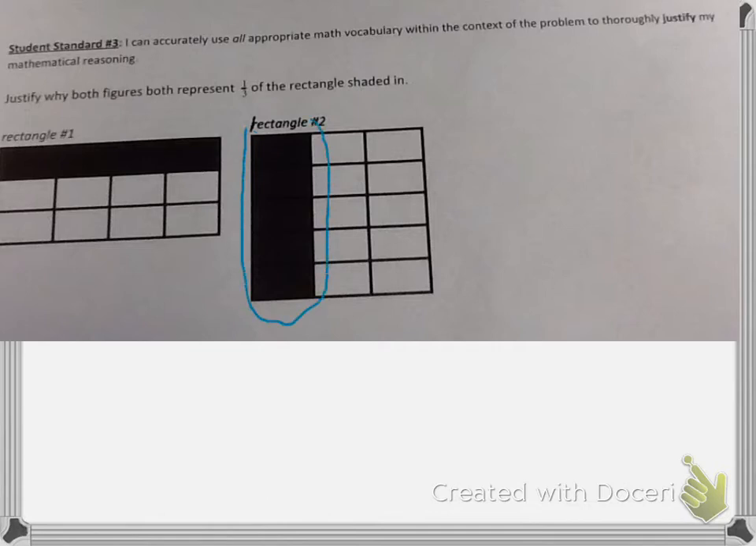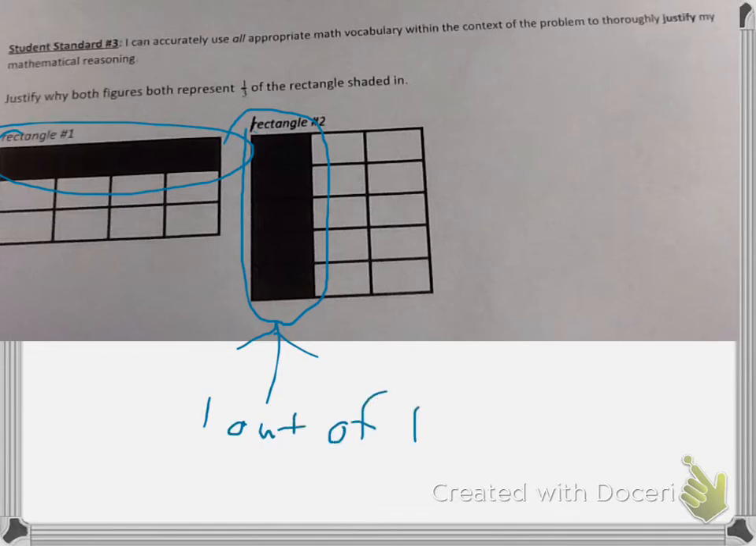I can see here in rectangle number 2 that's 1 out of the 3 parts, 1 out of 3 equal parts. Same with rectangle 1. So I would draw this in and make some notes on my diagram to help support my thinking. So this is 1 out of the 3 equal parts. Okay, so that would make a big part of my justification right there.